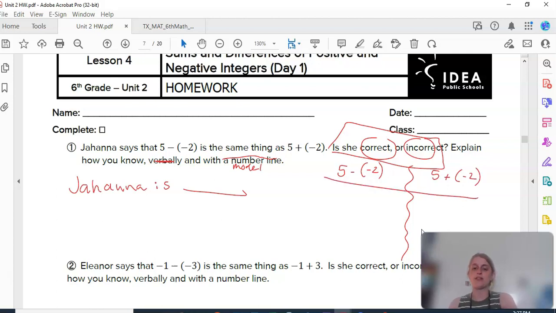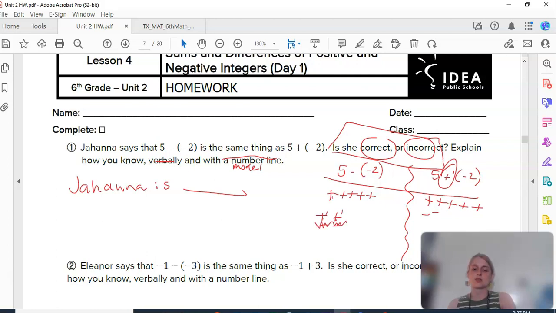So I notice they both have a 5, so I'm going to put 5 positives on both sides. I notice they both have a negative 2, but in this problem, we're adding 2 negatives, and in this problem, we're taking 2 negatives away. But oh, I don't have any negatives to take away. So I'm going to add a 0 pair and another 0 pair. And now I can take 2 negatives away.